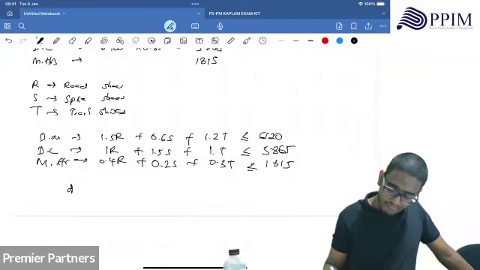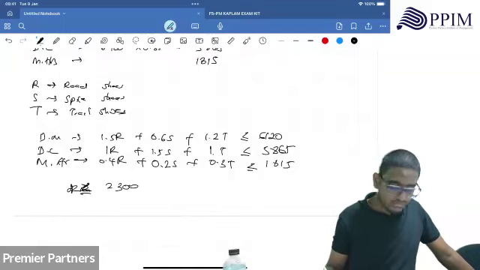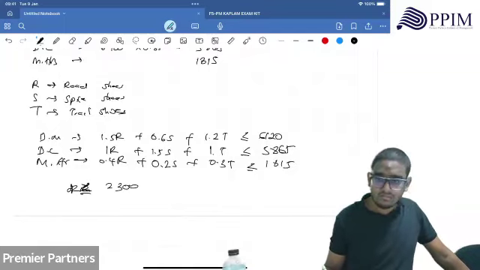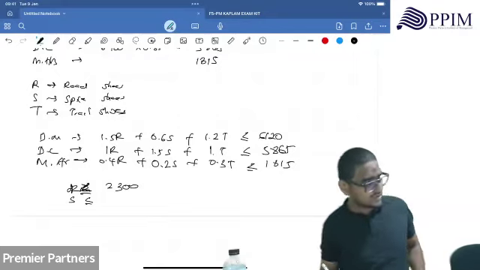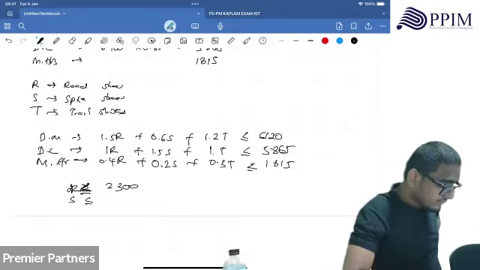So I will say R is less than or equal to 2,300. S is less than or equal to how much? 2,000. 1,400 is less than or equal to 2,000.